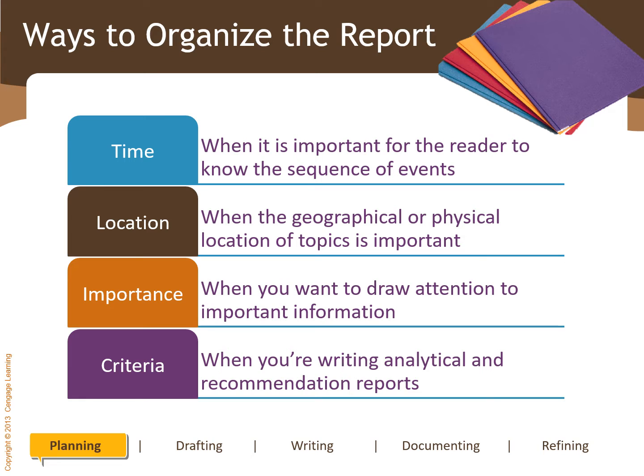Or you could organize your information by importance. So this is basically when you want to draw the attention of your readers to important information. So based on how important each and every event or each and every part, each and every section in your report is. So the most important things first, and then you move on to the next one, and so on. So how urgent maybe each and every section is. And then finally, based on criteria.